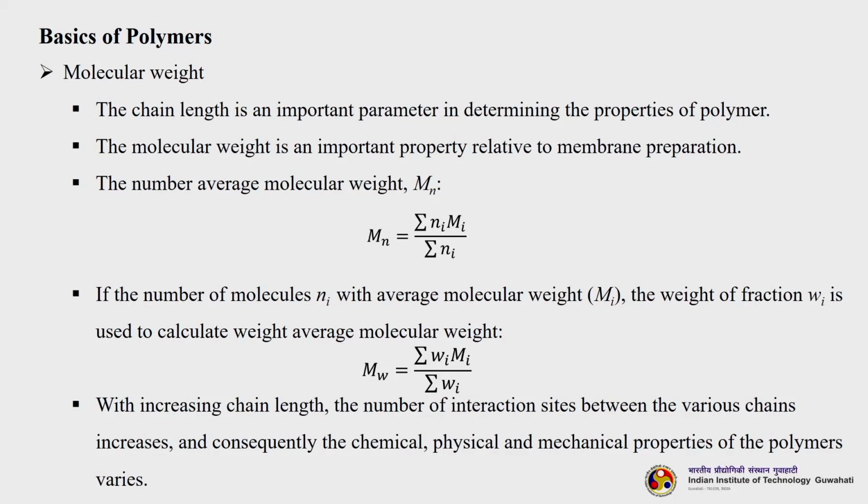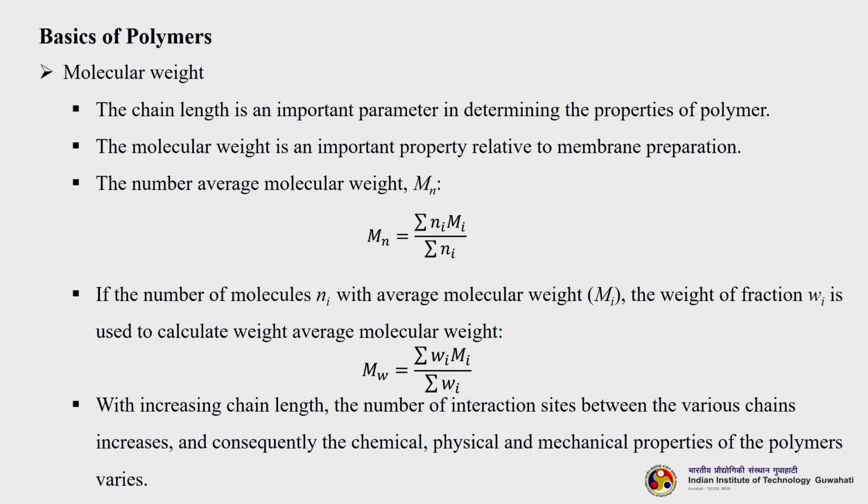So, the next parameter is molecular weight. The chain length is an important parameter in determining the properties of a polymer. The molecular weight is an important property relative to membrane preparation. The number average molecular weight is given by Mn equals summation of Ni Mi divided by summation of Ni, where Ni is the number of molecules with molecular weight Mi. The weight fraction Wi is used to calculate the weight average molecular weight, which is the summation of Wi Mi divided by summation of Wi.